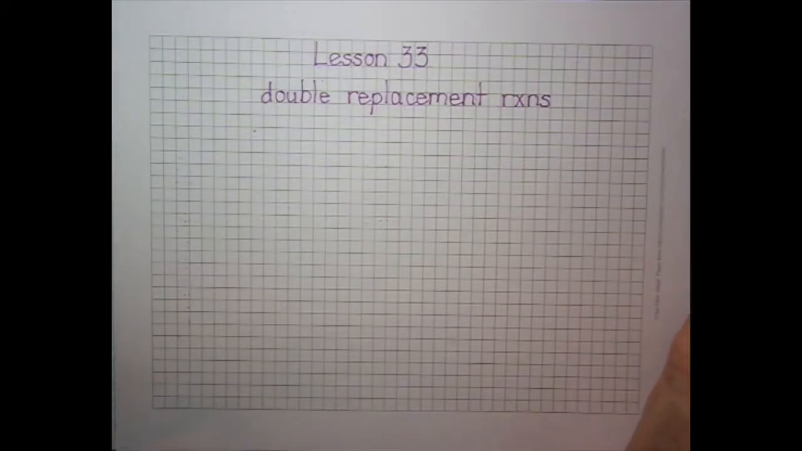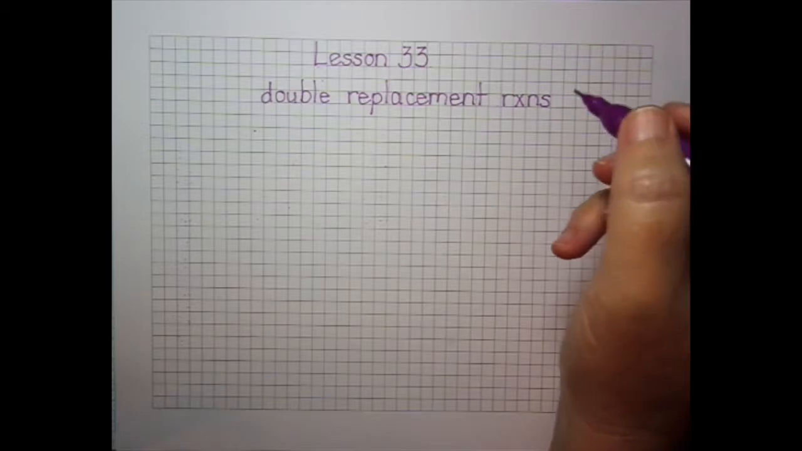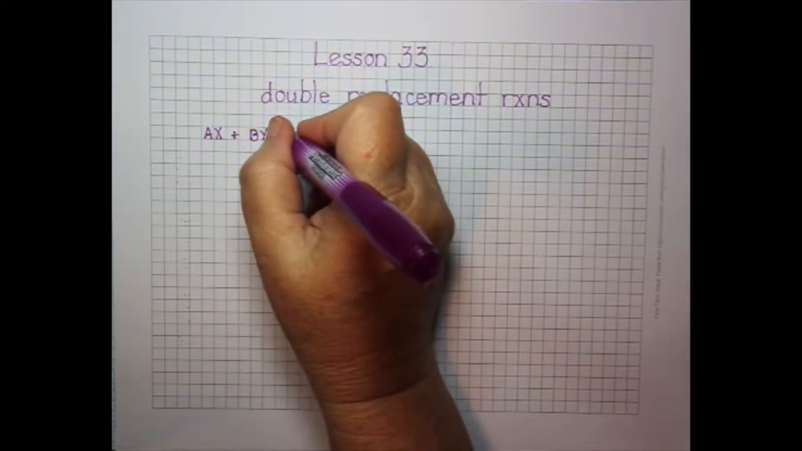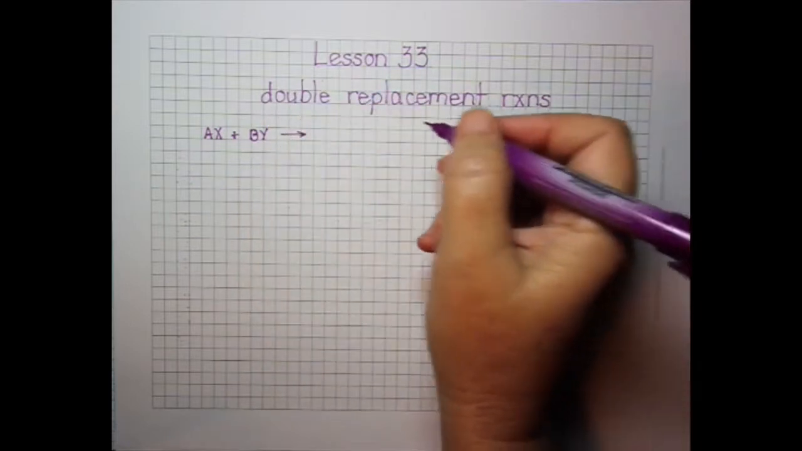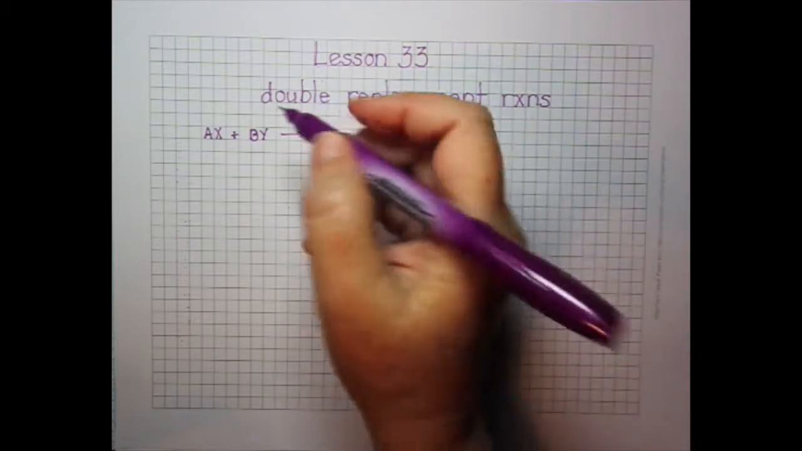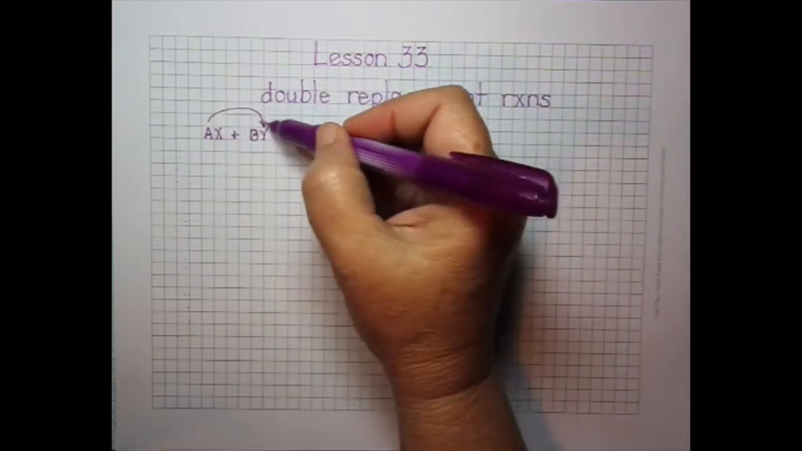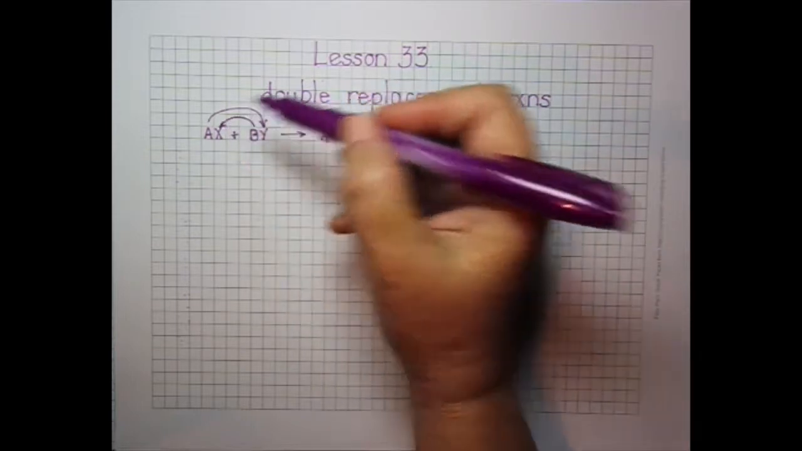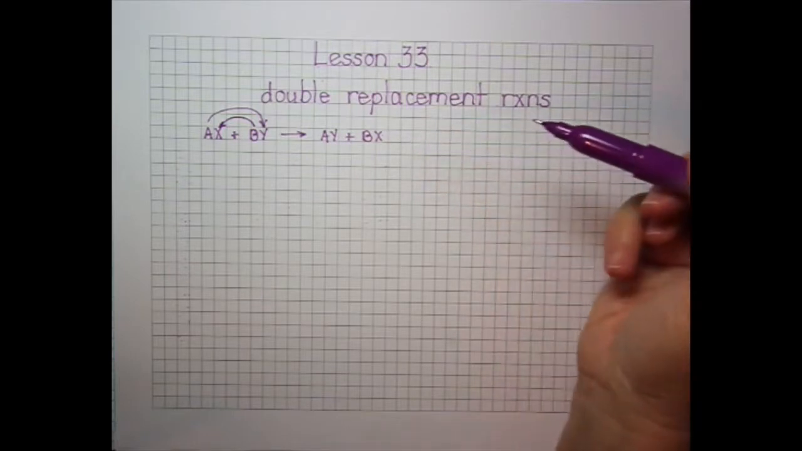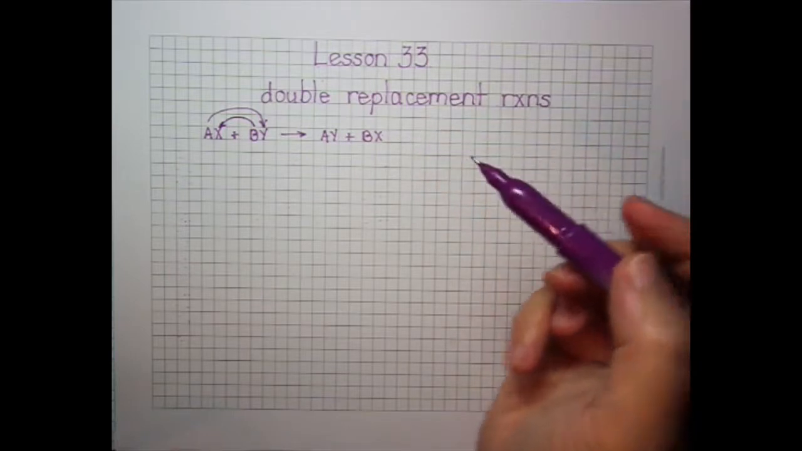Alright, another possibility, instead of reacting an element with a compound, what if we have two salts, two compounds, and we react those? So let's say that we have AX and BY. They're going to exchange metals, and so we'll wind up with AY and BX. It may be easy to think of it as the outsides bond and the insides bond, so that we're exchanging metals here. All right, this is called a double replacement reaction.